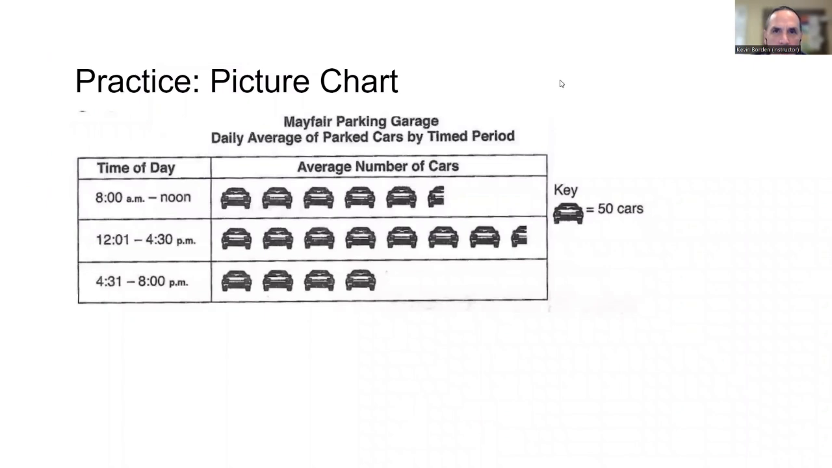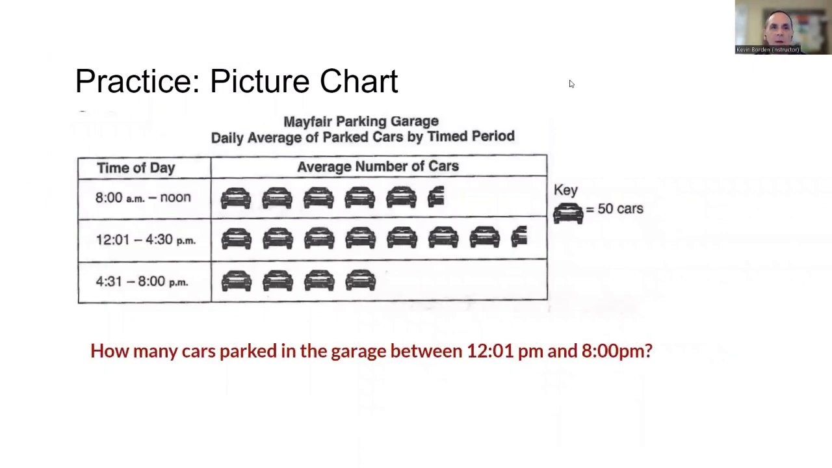Got a picture chart here. How many cars parked in the garage between 12:01 p.m. and 8 p.m.? Pause the video, return to see the solution. Okay, in this case, let's be careful about what we're looking at. 12:01 to 8 p.m. would include both of these groups. So we want to count all of the cars in both of these groups.